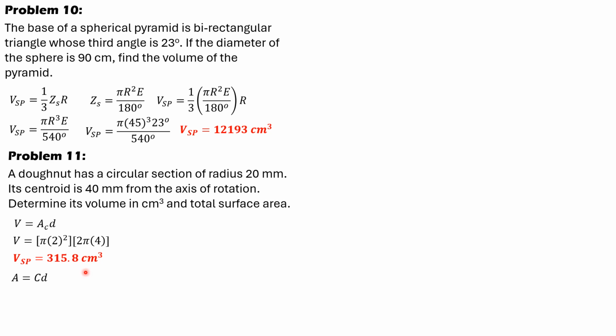The total surface area is the circumference times the distance traveled by the centroid, because the centroid of the circular region is also the centroid of the circular arc, which is a perfect circle. So it is the whole circle, and this distance is the same as 2 pi times 4. Circumference is 2 pi r, so 2 pi times 2, then quantity 2 pi times 4. So the total surface area is 315.8 square centimeters also.